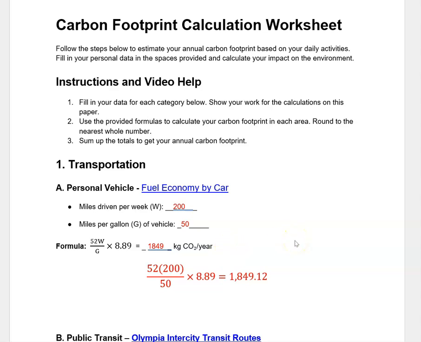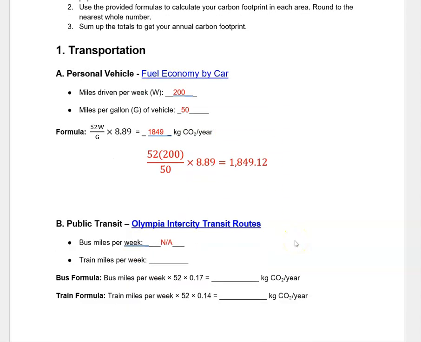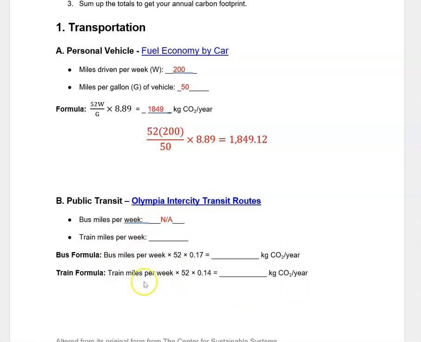If you ride the bus, you can use the formula that I have here. I did link to the Olympia Intercity Transit routes. You might live in a different city. You can go in and find those if you'd like, and you can find out exactly how many miles it is on the bus routes by using GPS or something, or you can just take your best guess.